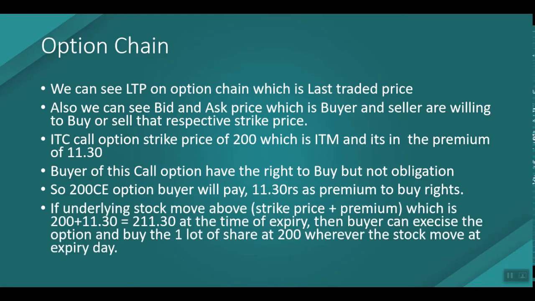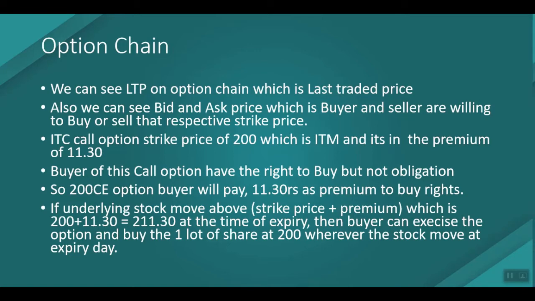So if the underlying stock moves above, how much? We are paying a premium of 11.30, right? So the strike price plus premium, which is 200 plus 11.30, equals 211.30. Okay, so if the underlying stock moves above this 211.30, then the buyer can exercise the option and buy one lot of shares at 200, wherever the price moves above this. That means the option buyer will get into profit. So to get into profit, the stock should move above 211.30.